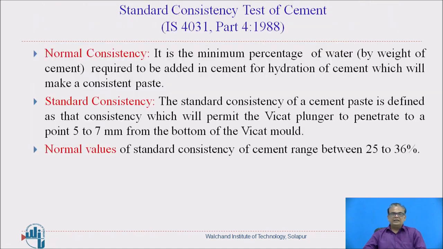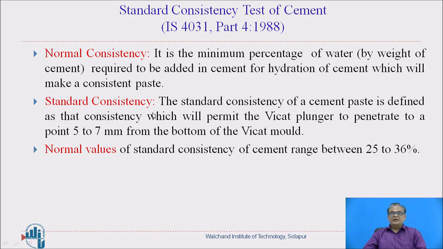Now let us study the standard consistency test of cement. This particular test is carried out as per IS 4031 part 4 1988. Now what is normal consistency or consistency? It is the minimum percentage of water by weight of cement which is required to be added in cement for its hydration and which will form a consistent paste.